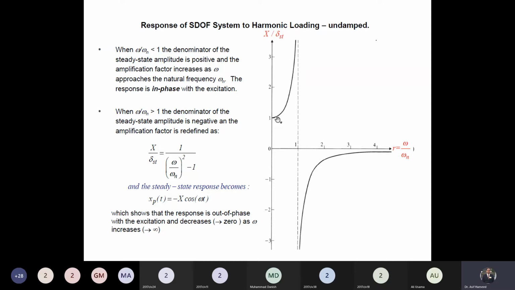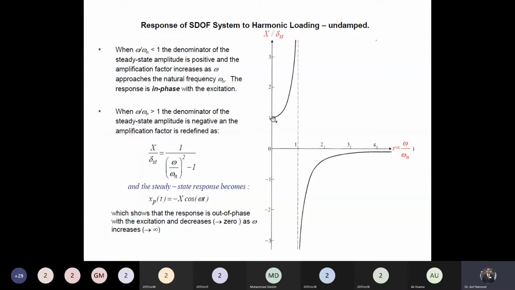So when it is equal to 1, it will be called resonance. No, not resonance. Dynamic amplitude and the static displacement, they are the same. That's why capital X over delta S is equal to 1. So when static displacement and the dynamic displacement or dynamic amplitude, they will be the same.